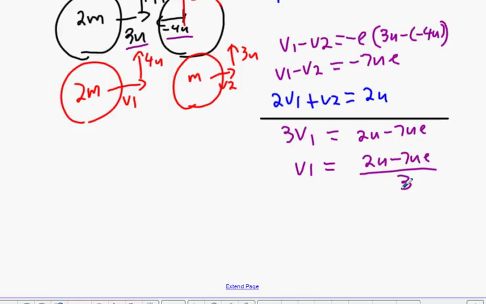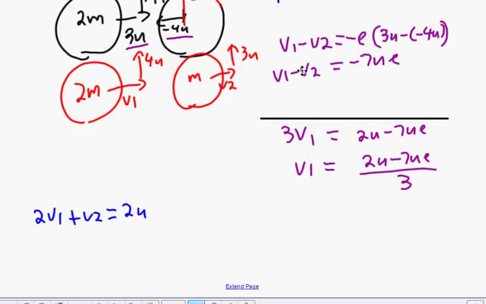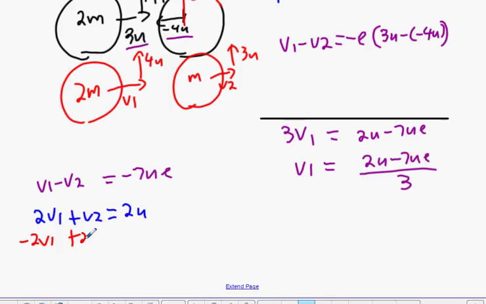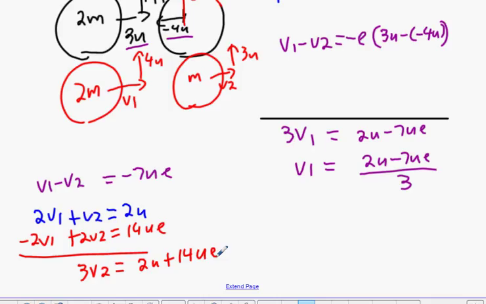Now, you're going to be lazy, and me being lazy means this. I'm going to do this again, except this time I've got to multiply the top one by minus 2. What's that? Minus 2v1 plus 2v2 equals 14ue. Are you happy with that? 3v2 ends up to be, anybody? 3u plus 14ue plus 2u, and then v2 is all that over 3.